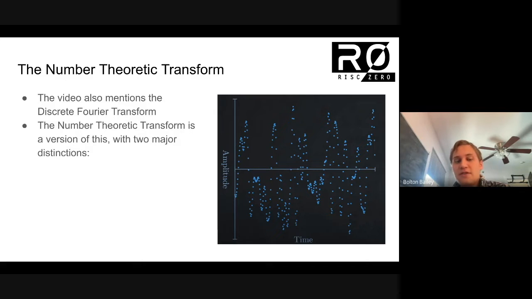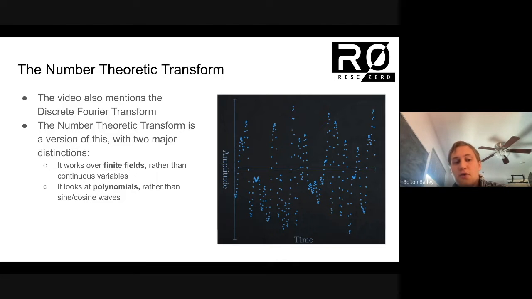The number theoretic transform is a modified version of the discrete Fourier transform, but with two big distinctions. The first is that, rather than a continuous signal, an amplitude that's a real number, the number theoretic transform works over groups and finite fields. If you came to the study club a couple of weeks ago, Paul introduced you to finite fields. That's the first major difference.